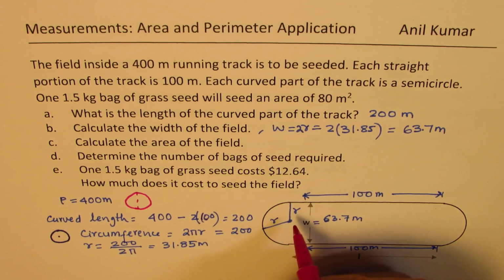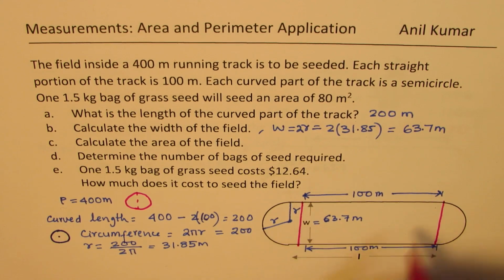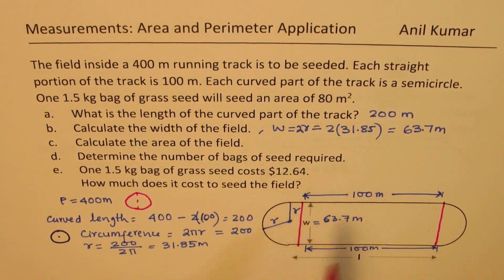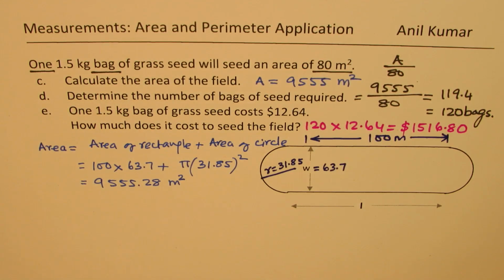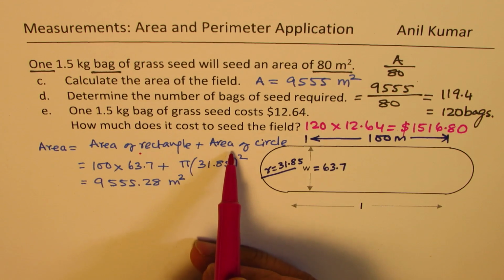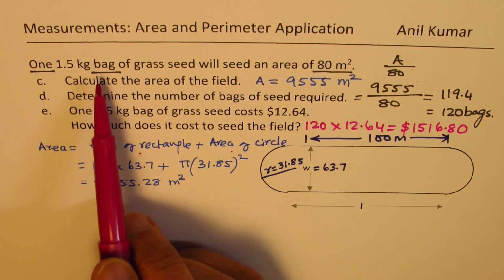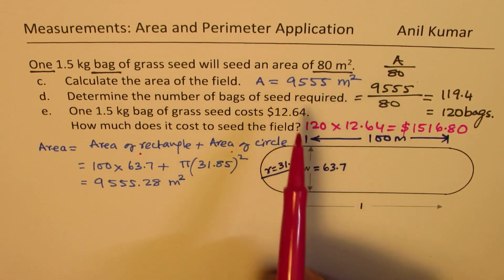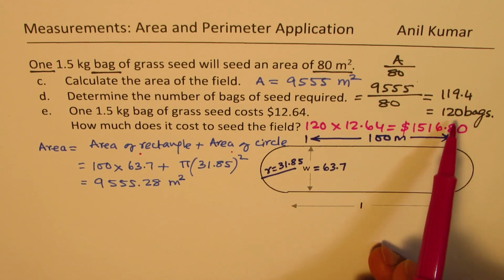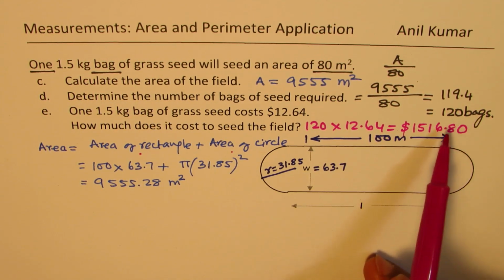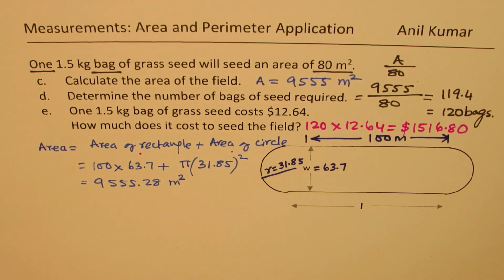To calculate the area, we calculated area of the rectangle, right? And the circle. So we added the area of rectangle and the circle in this page, right? So we got the area of rectangle and the circle. Once you get the area, since we know that the one bag can seed 80 meters square, then dividing by 80 gives you number of bags. You need to round them higher, right? You cannot buy the bags in fractions. And multiplying this by the cost of each bag, you get the total cost for seeding.